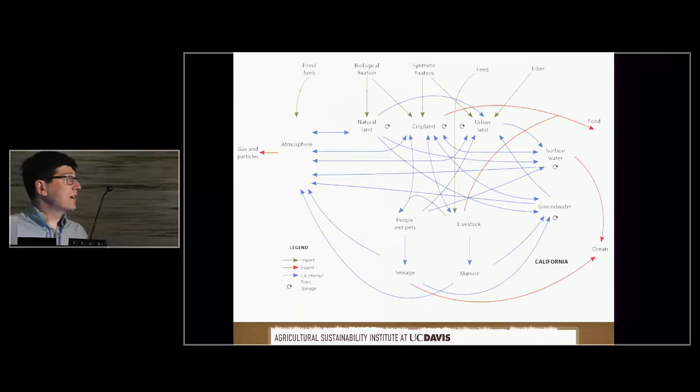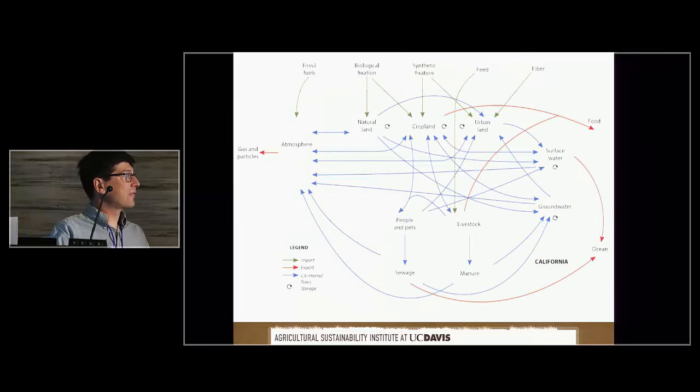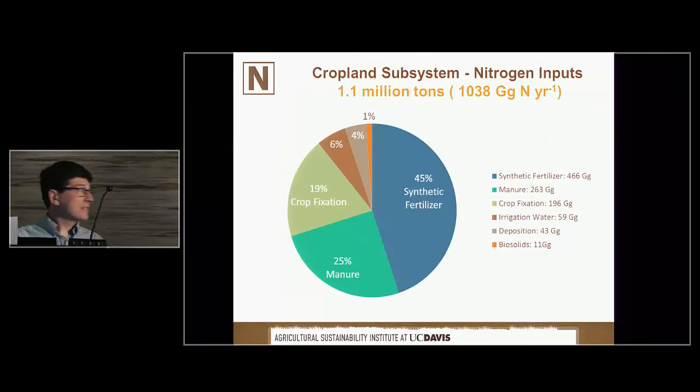Then starting to think about some of the systems within California. So we'll look at a few of these subsystems related to agriculture. The first one is cropland. When we look at what the inputs to cropland in the state are, by far the biggest one is synthetic fertilizer.